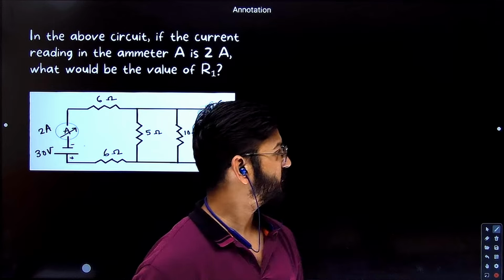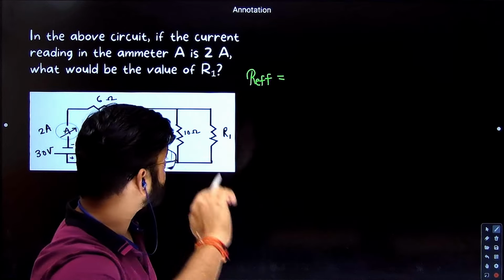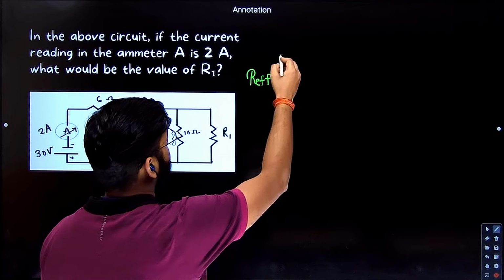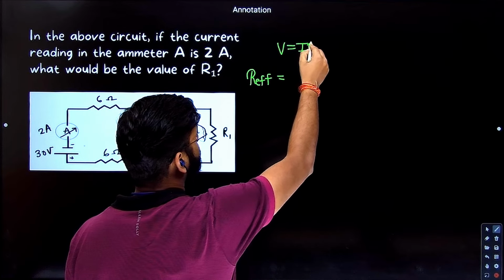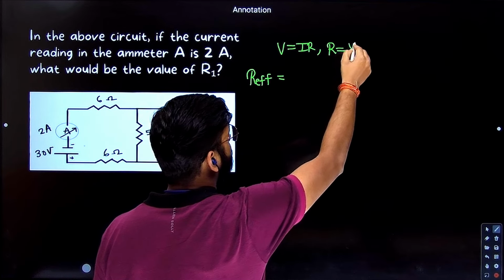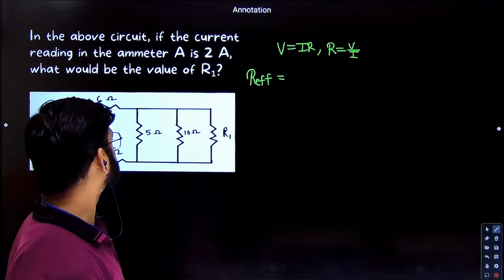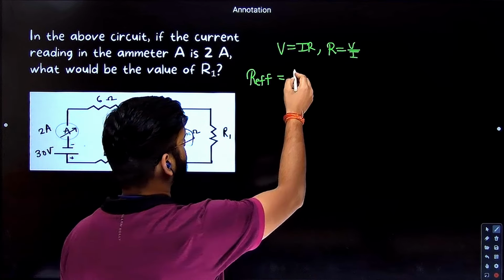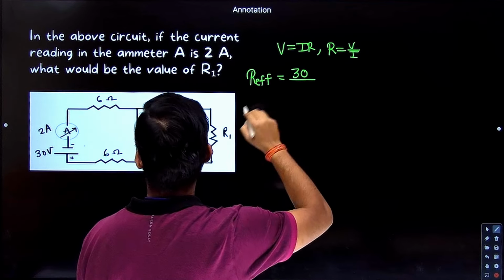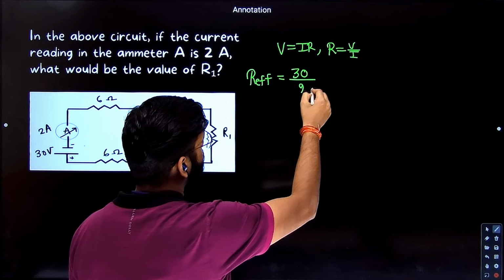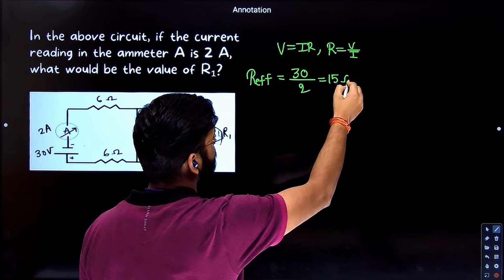To do that, the effective resistance of the circuit will be how much? We know that V equal to IR. So R will be equal to how much? V by I. So V is how much? 30. So 30 by the total current, 2. So R effective is 15 ohms.